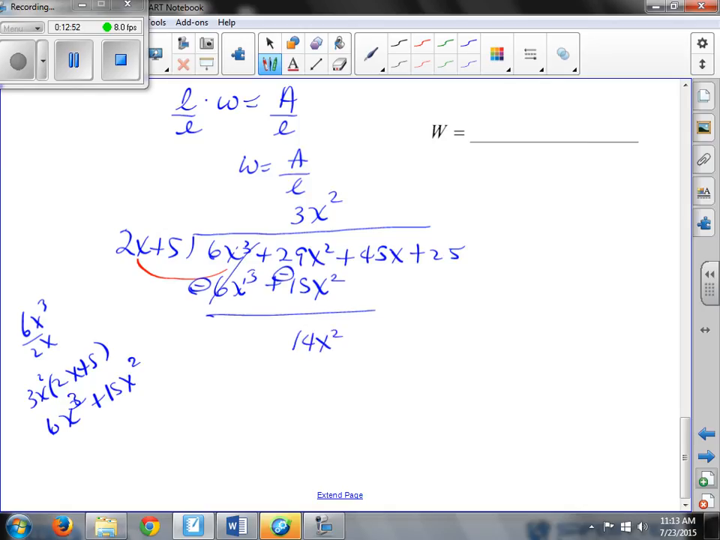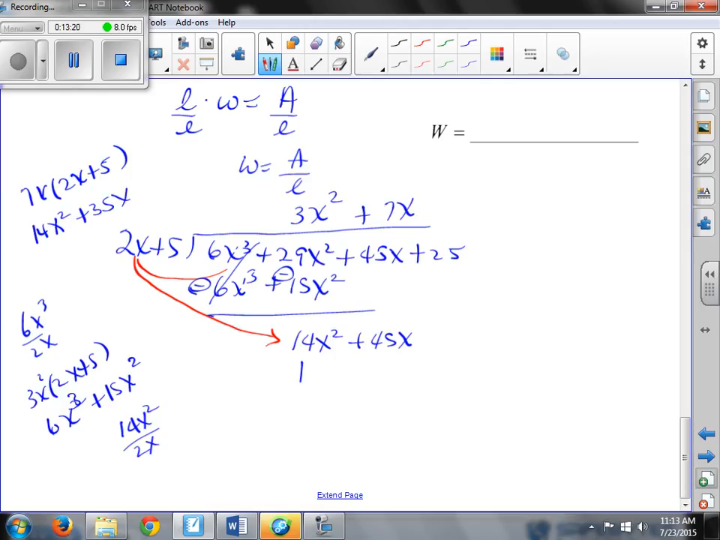I have 14x squared plus 45x. So now I will have 2x times what gives me 14x squared, or if you want to think of it this way, 14x squared divided by 2x would give us 7x. So now I have 7x times 2x plus 5, which gives us 14x squared plus 35x. And when I change the signs, the 14x squares will drop out. I'll have 10x plus 25.